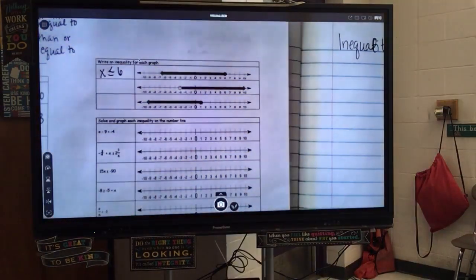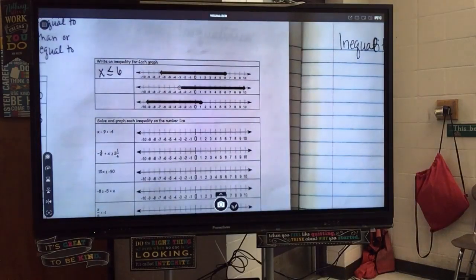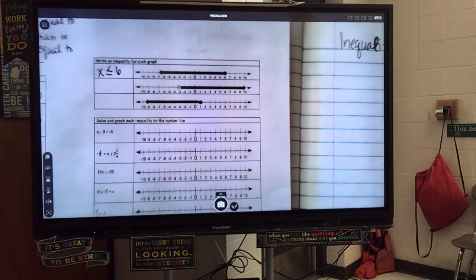Okay, Christian, pick a number that is less than 6 and plug it in to make sure that it is true. Pick a number less than 6, plug it in, and make the statement true. 4 is less than or equal to 6. Okay. Alright, next one.